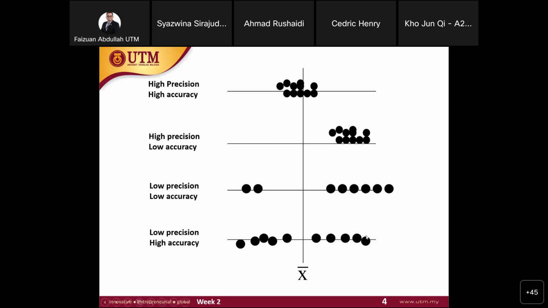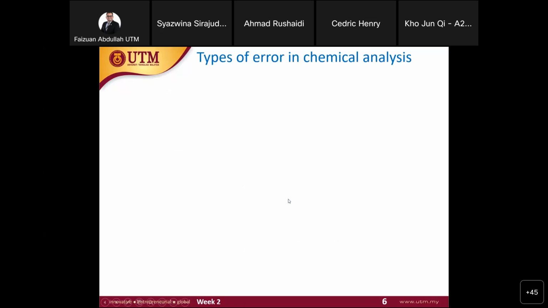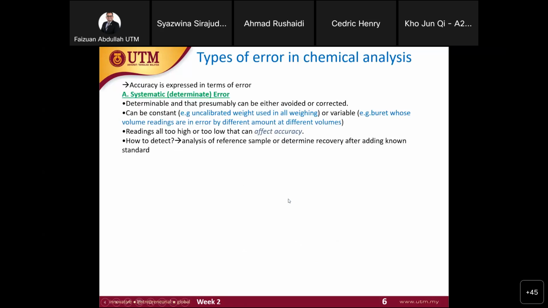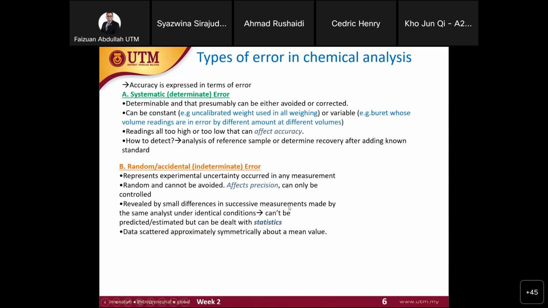All right. So high precision and low accuracy, you can see there. Low precision and low accuracy, and low precision and high accuracy. Which one do we want for our analysis? Of course, high precision and high accuracy.